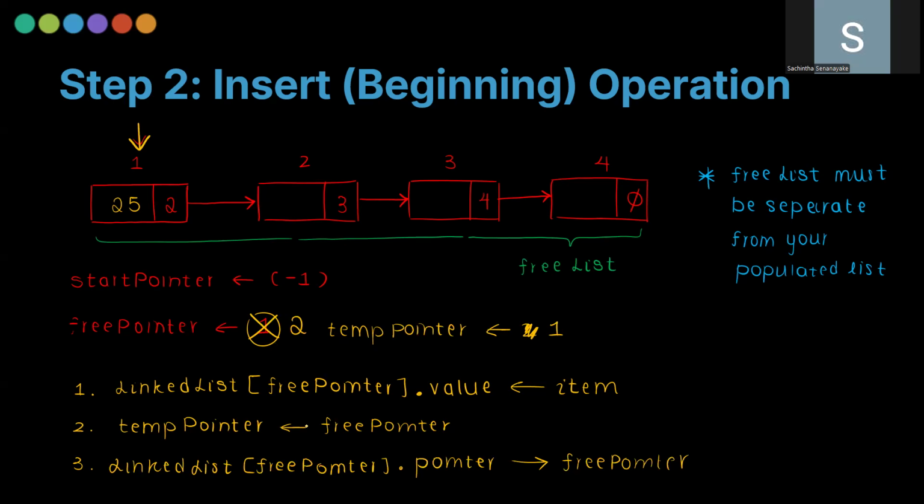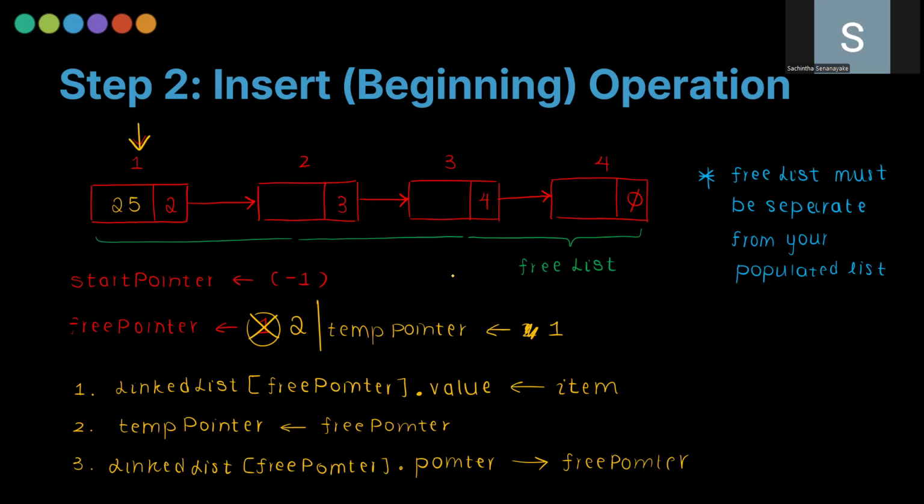So far we've updated the current node's value to be whatever item we want to save there. We've updated free pointer to be this node's pointer, the current node's pointer. And before we did that, we also created a copy of free pointer into another variable called temporary pointer. So we currently have free pointer that is currently 2 and temp pointer that is currently 1. Now it's time to do that separation.